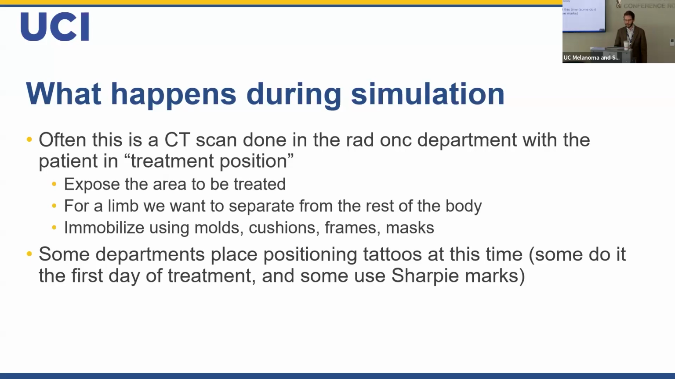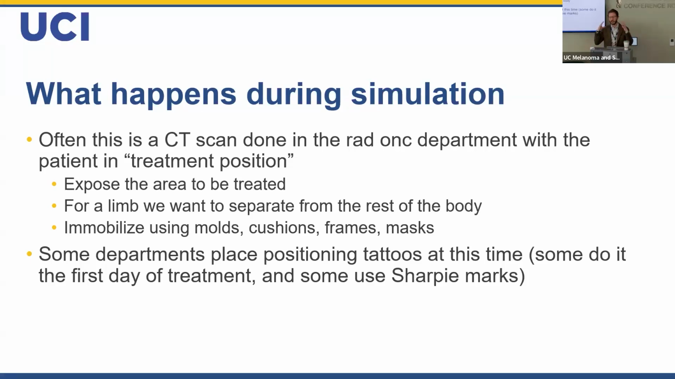So in that planning session, what happens during simulation? I mentioned a CT scan. It is unique and different from other CT scans because patients are in a treatment position. So in radiation oncology, we really treat from head to toe, top, bottom. And so we have to expose the area of the body that we want to treat with radiation. So if it's in the brain or head and neck, it's usually arms down.